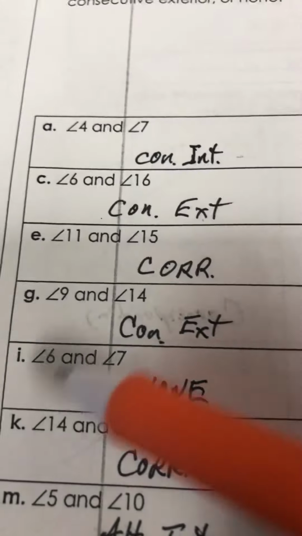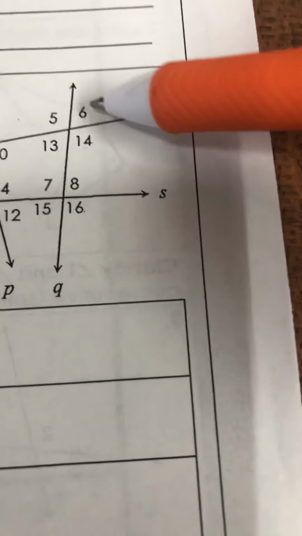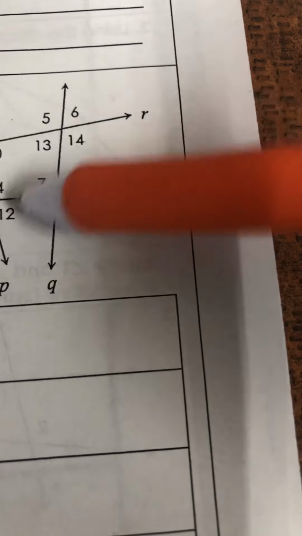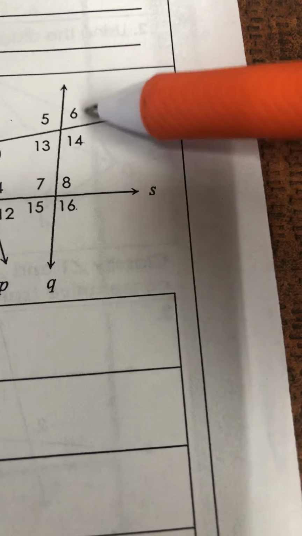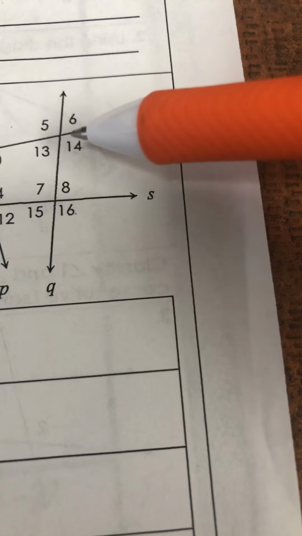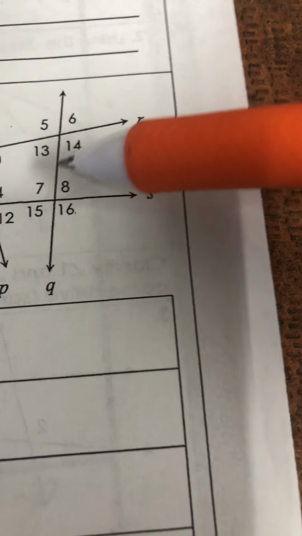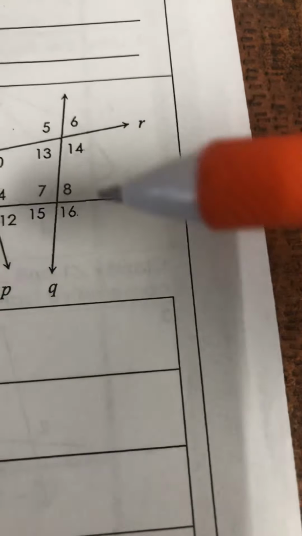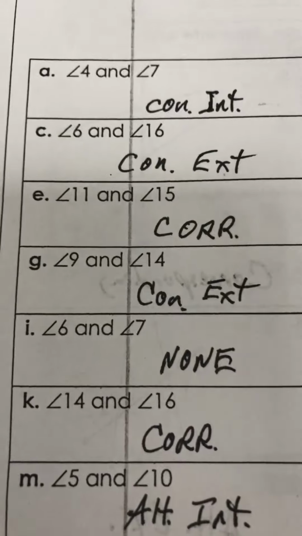I'm sorry. The none is the 6 and the 7. When these are parallel, yes, these will be something. They'll be supplementary angles, but they're not going to be anything right now. So they are none. Sorry. That's why I was confused. I looked at letter K, and yeah, those are corresponding.